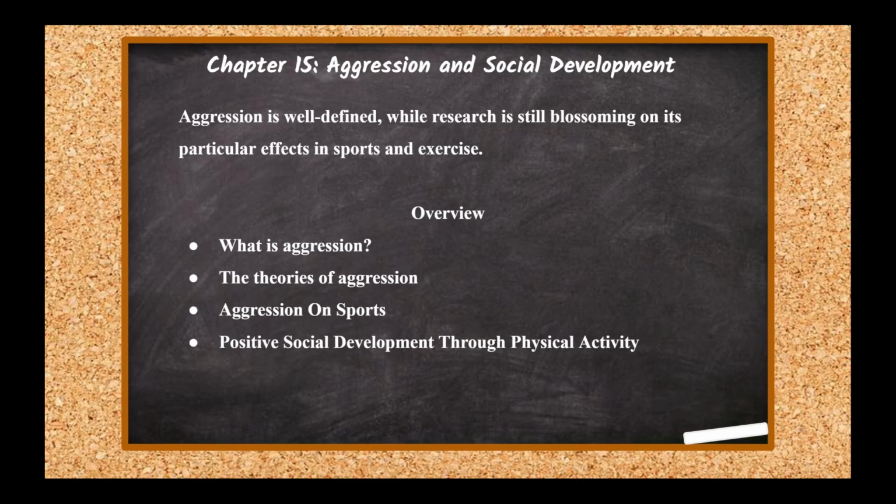Now, chapter 15, aggression and social development. To summarize, aggression is well defined, while research is still blossoming on its particular effects in sports and exercise, and also in relation to social development. An overview of the topics is: what is aggression, the theories of aggression, aggression in sports, and positive social development through physical activity.